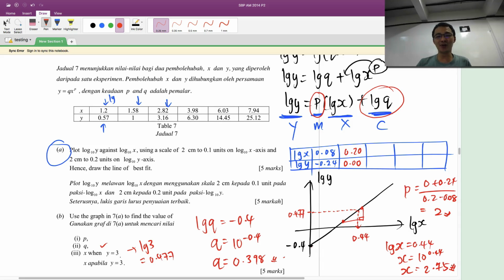Okay, so far so good about this linear law question. It shouldn't be too hard. You just plot according to what the question wants.